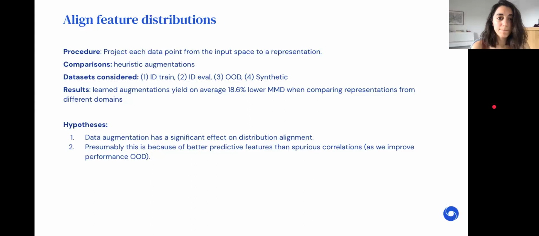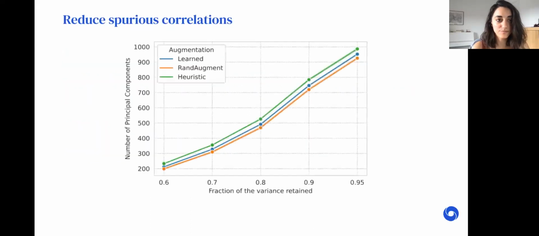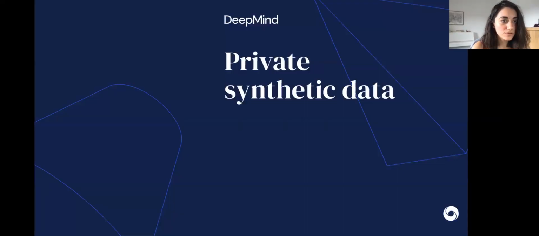And yeah, so that we only learn features that might conflict with learning spurious correlations that are helpful for in-distribution performance, and that's why we see smaller gains in the less skewed settings. So I'm going to skip this slide to just briefly talk about private synthetic data.